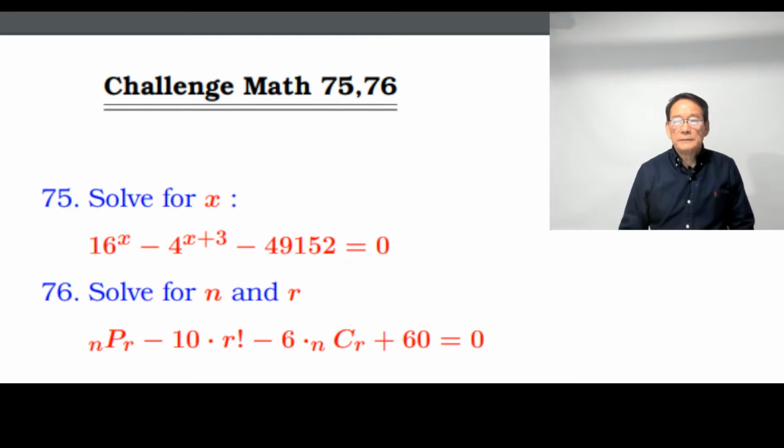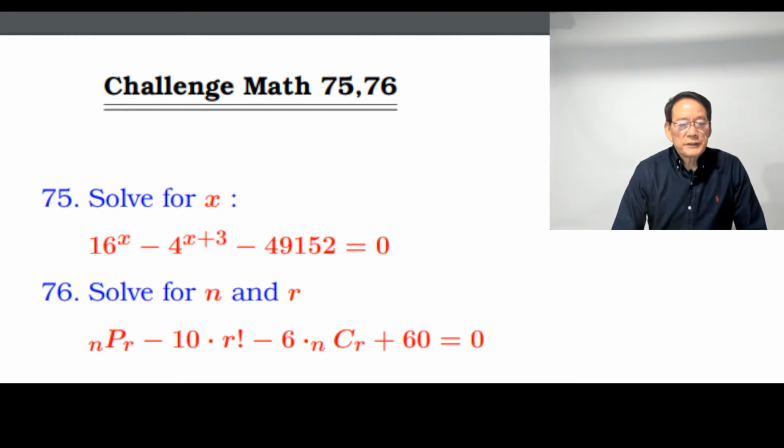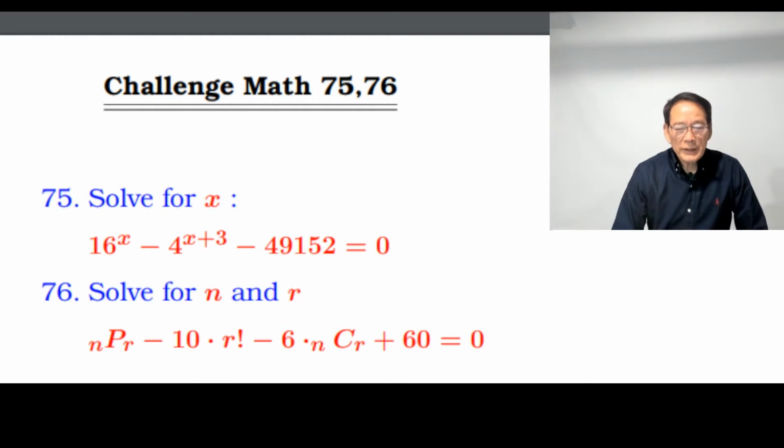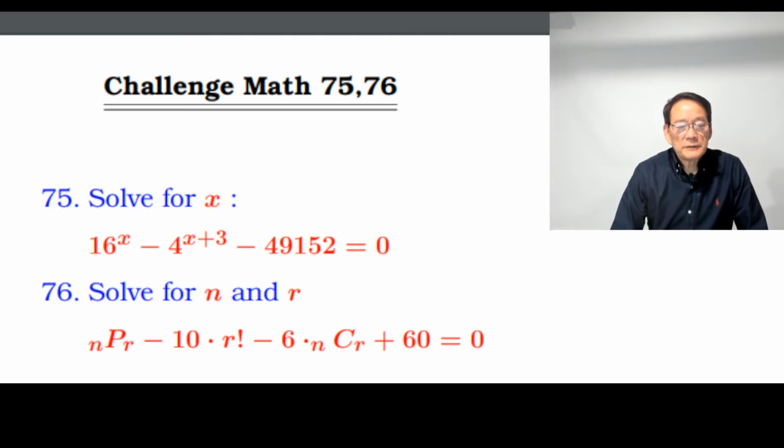Hello, everybody. In this lecture, I will work out two math contest level problems, as I told you last time. Let me read the problem first. Number 75, solve for x: 16 to the x power minus 4 to the x plus 3 power minus 49,152 equals 0.